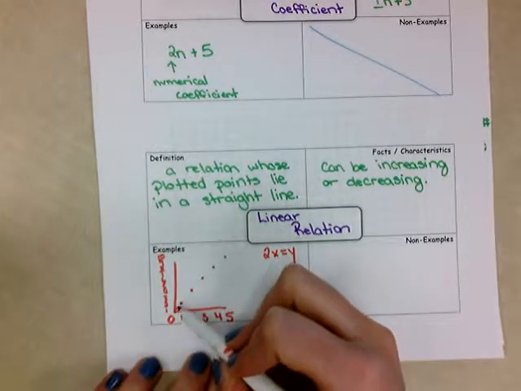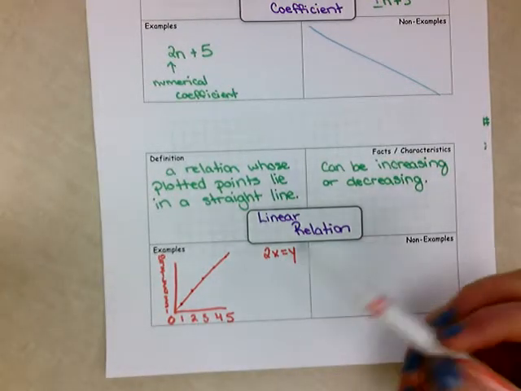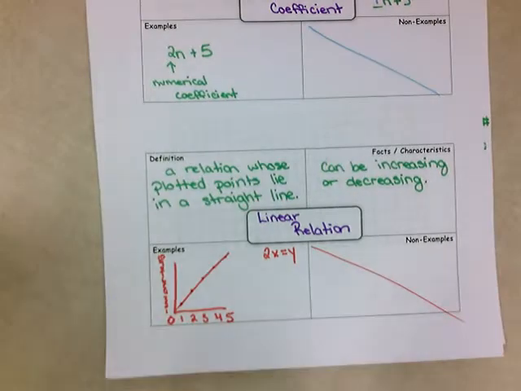And see how with that equation, we didn't change the equation at all, we just changed the x value, and it created a straight linear line. And there will usually be a diagonal because they're increasing or decreasing. And we don't really have a non-example there, so you can make your own up.